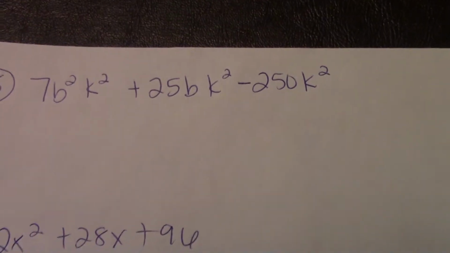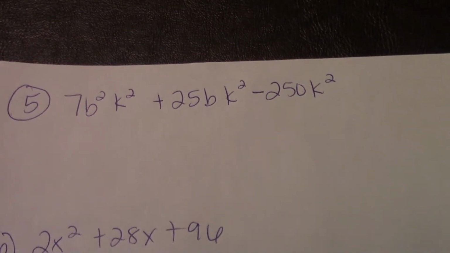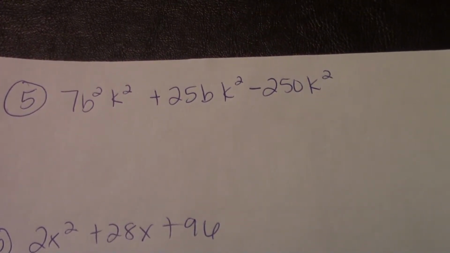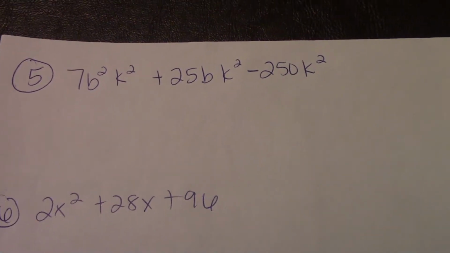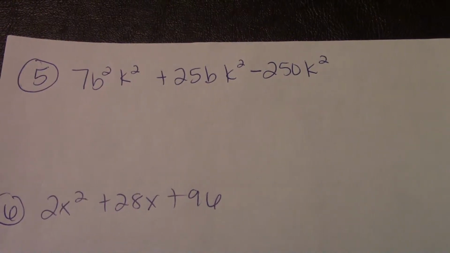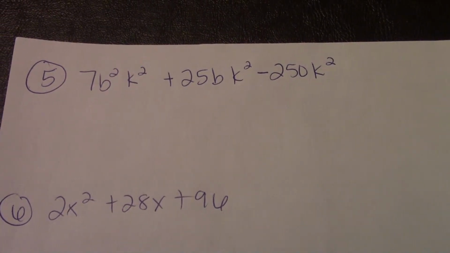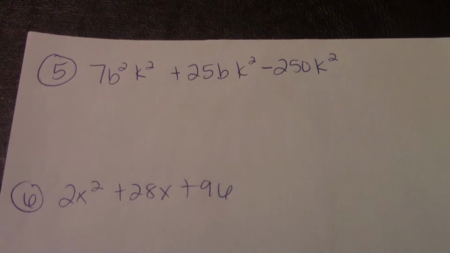Okay, now 5. 7b squared k squared plus 25bk squared minus 250k squared. So, sorry, let's skip that one and we'll come back to it.